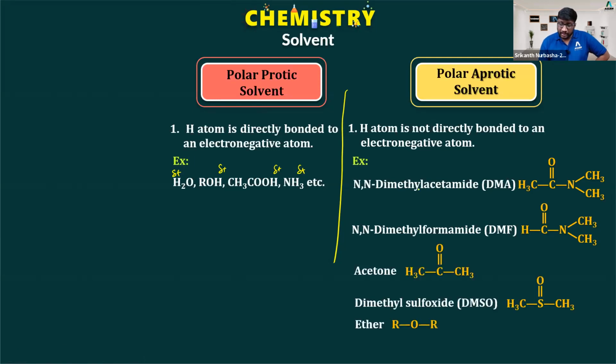In other cases, N,N-dimethylacetamide, CH3-C=O-N(CH3)2, there is no partial positive hydrogen. N,N-dimethylformamide, DMF, HC=O-N(CH3)2. Acetone, no partial positive hydrogen. DMSO, dimethyl sulfoxide, CH3-S=O-CH3, no partial positive charged hydrogen. Ether, ROR. Is ether polar or non-polar?